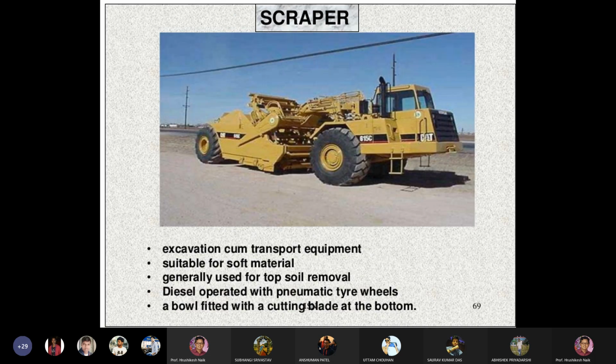There is another machine used in surface mines which is called the scraper. This is the scraper machine. The scraper is used for excavation and transport, suitable for soft material. This scraper mining is carried out in bauxite mining in Nalco. Generally used for topsoil removal, it is diesel operated with pneumatic tire wheels. These are the wheels and a bowl fitted with a cutting blade at the bottom.